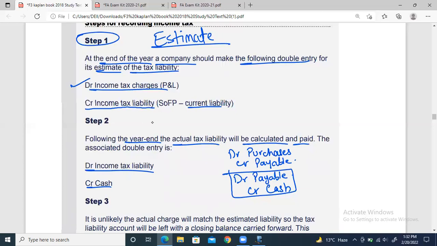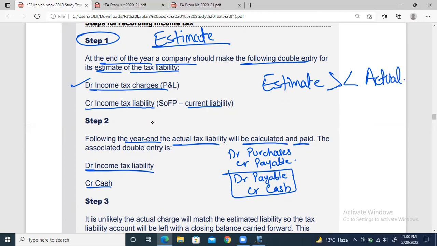Two things are compared. First of all, what's being compared? Always remember, the estimate is compared to what? To the actual liability, right? And now we're going to step 3, which basically explains the difference between the estimate and the actual.